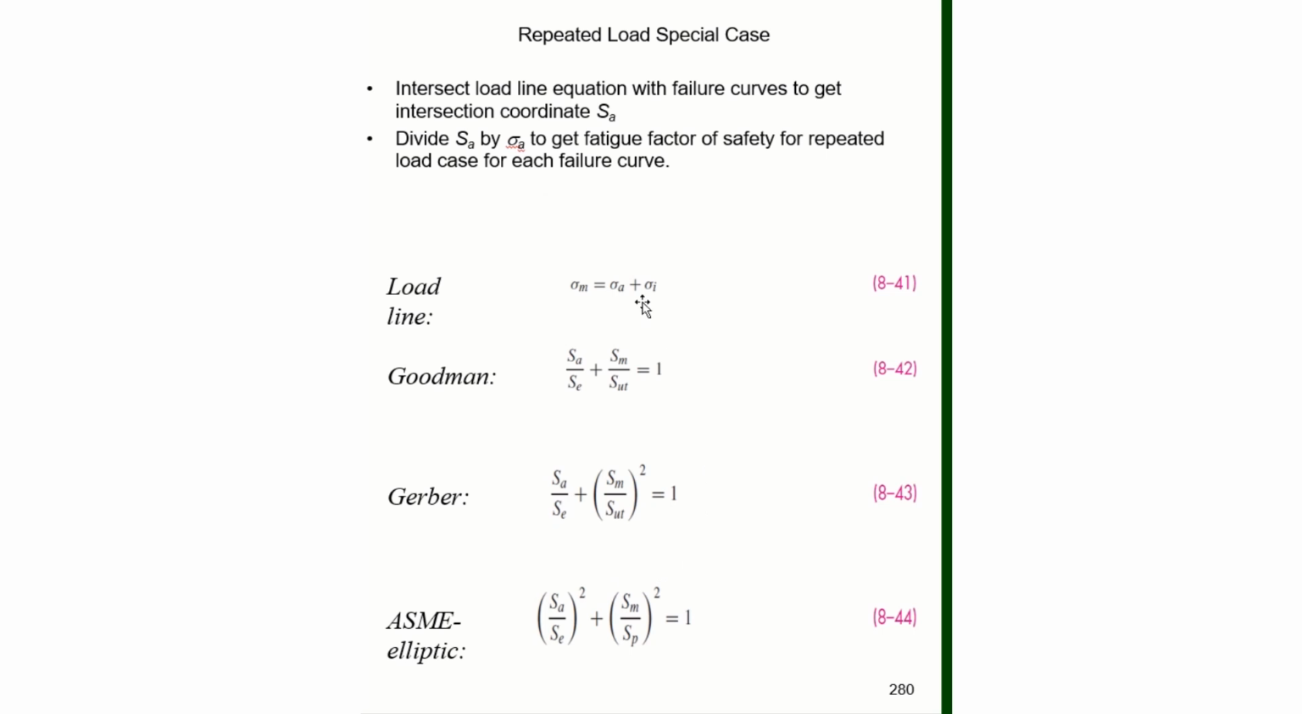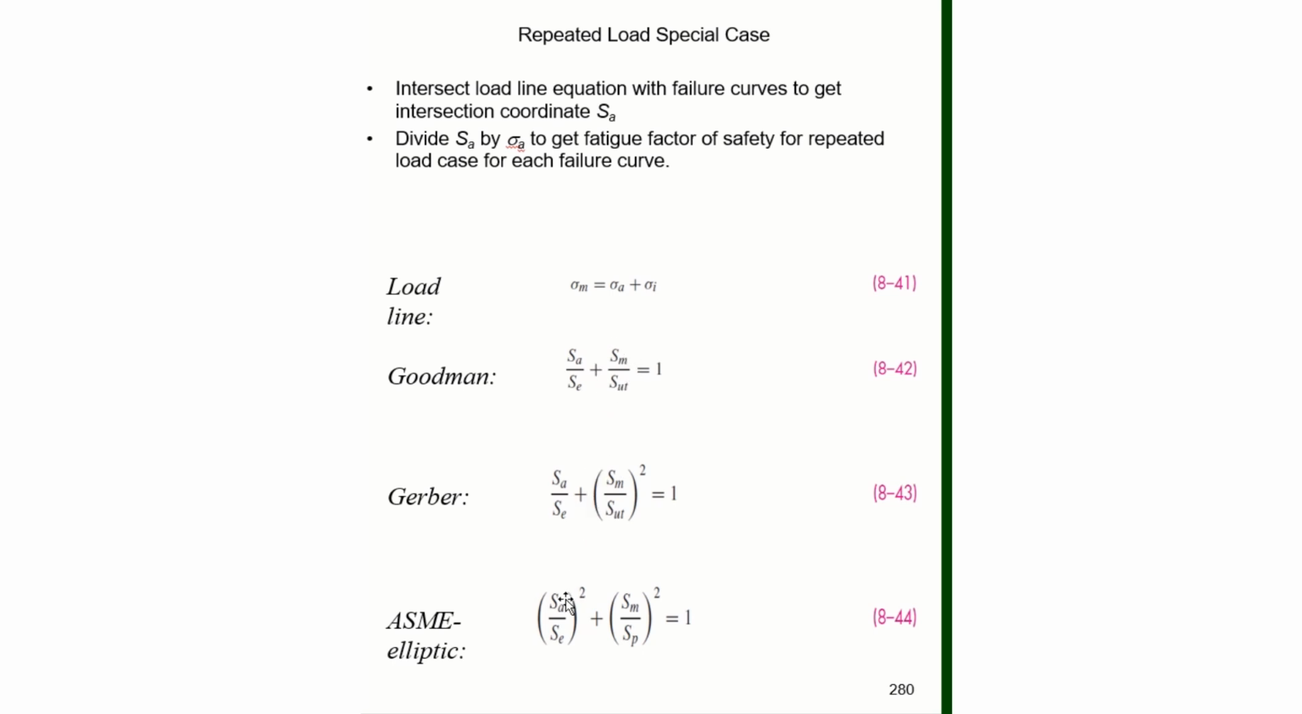Here are the equations for different failure curves. The Goodman is the one that we will generally use and is the default equation. The Gerber simply squares this component. So the Goodman and the Gerber line are exactly the same, except Gerber squares this component.